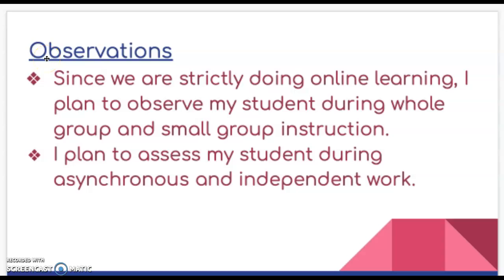Observations: since we are strictly doing online for my district, I plan to observe my student during whole group and small group instruction. I also plan to assess my student during asynchronous and independent work. So for my district, we are doing synchronous, asynchronous, and independent work. Synchronous is live instruction. Asynchronous and independent work are activities done on their own through Seesaw.